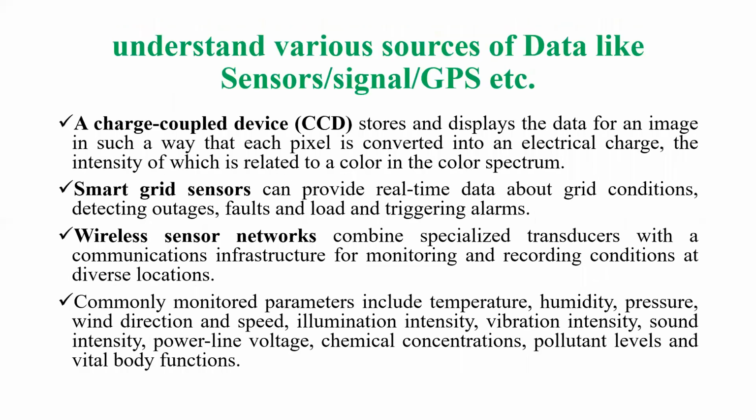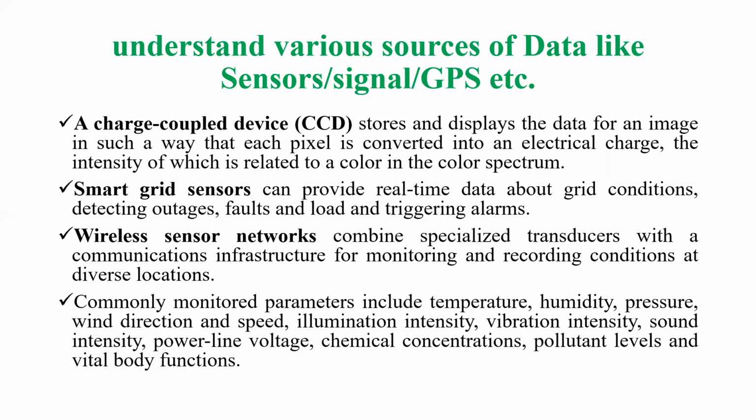So it depends on constraints and the kind of data, and you can make use of this sensor data accordingly. And a charge coupled device, CCD, stores and displays the data for an image in such a way that each pixel is converted into an electrical charge, the intensity of which is related to a color in the color spectrum. Smart grid sensors can provide real-time data about grid conditions, detecting outages, faults, and load, and triggering alarms. All these can be observed as smart grid sensors.